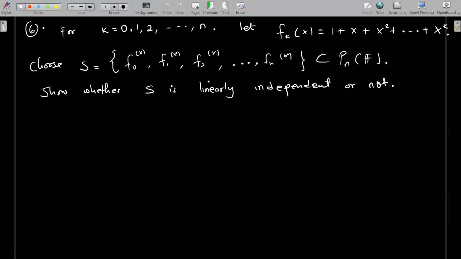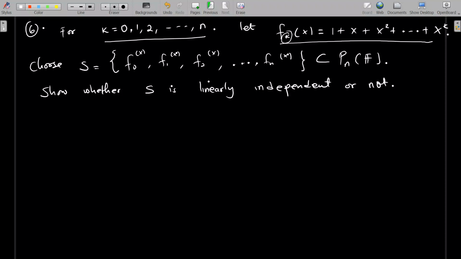Now the C problem, which I think is a bit complicated, is this: you have the nth degree polynomial. So there's a definition. You have k starting from 0 all the way to n, and we have our function defined to be f sub k of x is going to be 1 plus x to the 1 plus x to the 2, all the way to x to the k. So it depends on this k value. Now we have a set S defined on the functions f0, f1, f2, up to fn, and I want to check whether this is linearly independent or not.